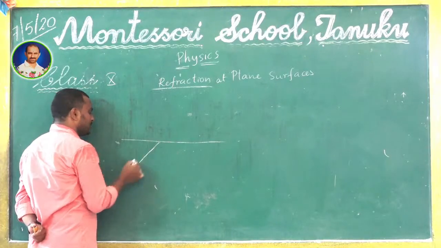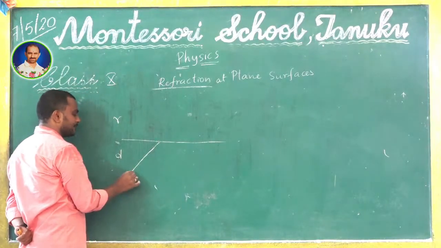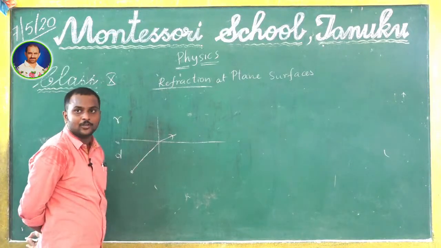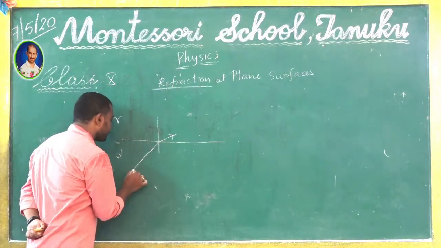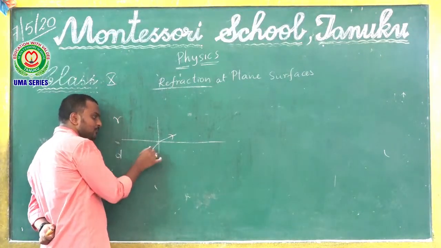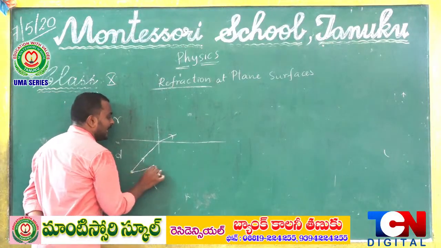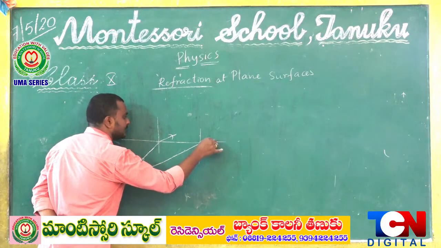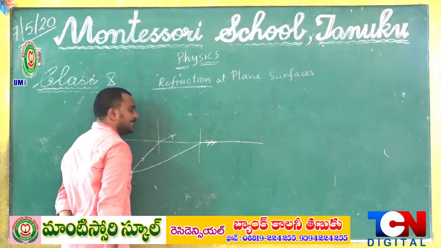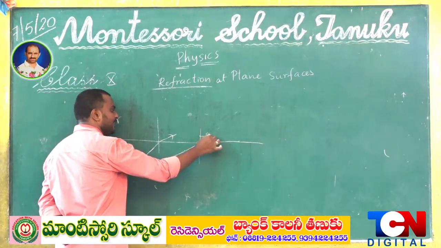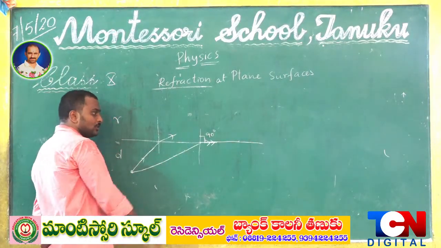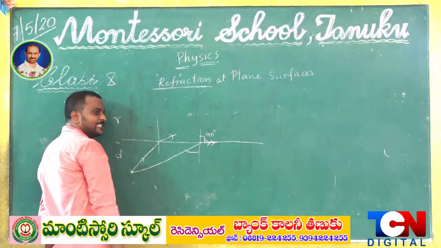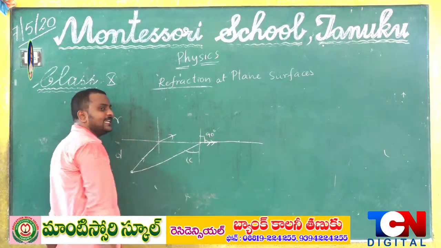When the light ray travels from denser to rarer, we have discussed that it moves away from the normal. When I increase the angle of incidence, the refracted ray falls on the interface, so the angle of refraction will become 90 degrees. The angle of incidence at which the angle of refraction becomes 90 degrees is called the critical angle.